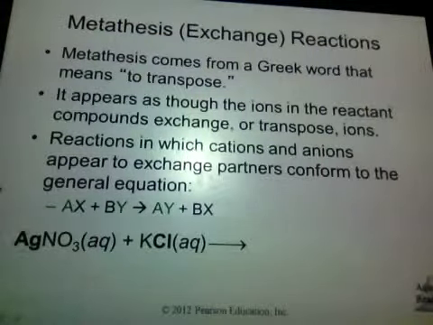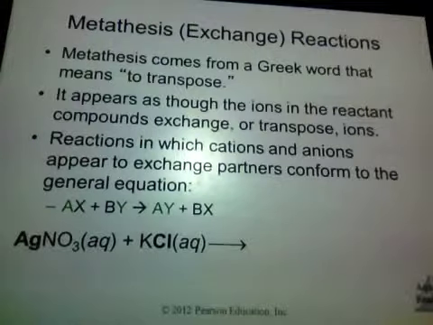Okay. We have some metathesis reactions or exchange reactions. We have seen these as double replacement reactions. It is the same thing. So metathesis, just a new word for it, but again, it just means double replacement reactions. It comes from a Greek word that means to transpose. It appears as though the ions in the reactant compounds exchange or transpose ions. So we're just exchanging here, that double replacement.